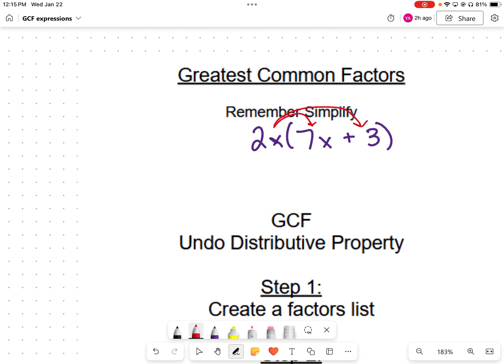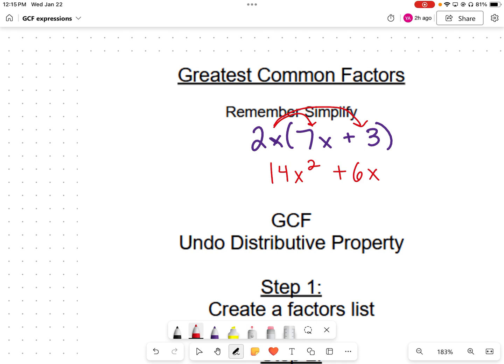So we multiply 2x times 7x. 2 times 7 is 14. X times x is x squared. And then we have 2x times 3. 2 times 3 is 6, and then keep the x. Okay, so this is what we've done in the past.